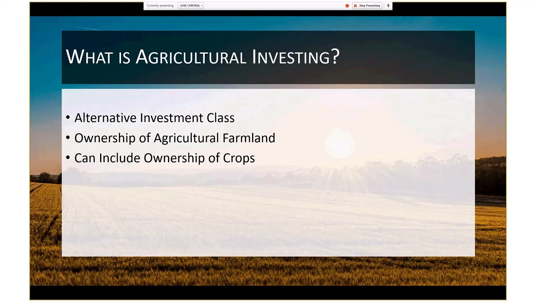There are a number of ways to indirectly invest in agriculture. That can be done through investment in commodities, commodity futures, or investment in related industries such as inputs, like buying shares in Monsanto, for example. But what we're really going to be talking about is investment in or ownership of agricultural farmland. The other thing is that this can or cannot include ownership of crops, and we'll talk a little bit about that. Generally in most cases, it involves ownership of the agricultural land, and in some cases it involves ownership of the crop as well.